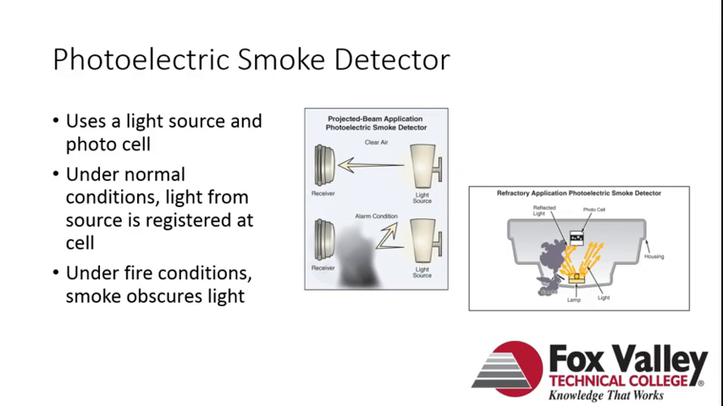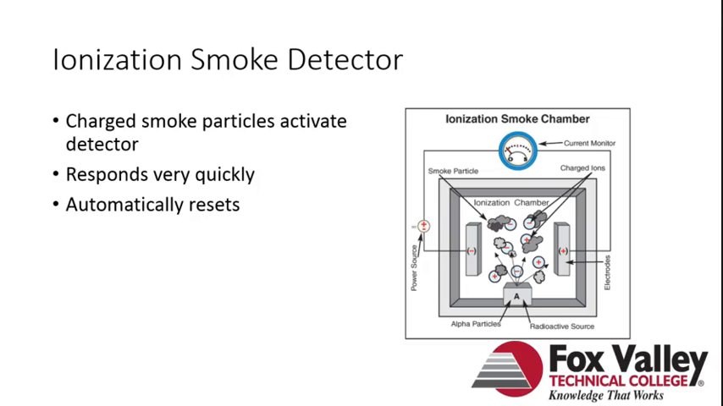In my opinion, the photoelectric is kind of the simplest of the different options. It basically just uses a light source and a photocell to see if there's any smoke. It's all enclosed in a way that smoke can get in, and if at any point the light doesn't reach the photocell, it goes ahead and sets off the alarm. So under normal conditions, you have the light from the source, it's registered at the cell, life is good, there's no issues. As soon as smoke gets introduced, that blocks the photocell, light can't get into it, and that causes an alarm situation.